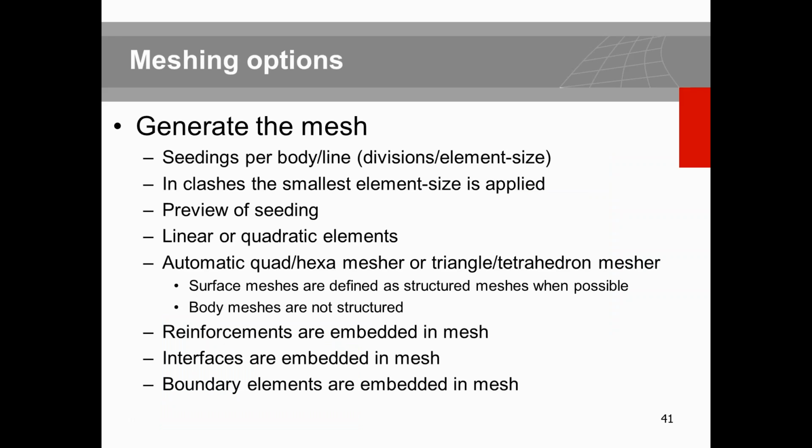Further on, when we assign all these properties, we go for the seeding of the mesh, and we can see these assigned seeds. You can set up the type of elements, whether linear or quadratic, or the selection of our automatic mesher. Based on the selection, you can go through the meshing. The program automatically generates mesh for your body, for your reinforcement, for your interface, and for your boundary elements without any extra steps from your side.